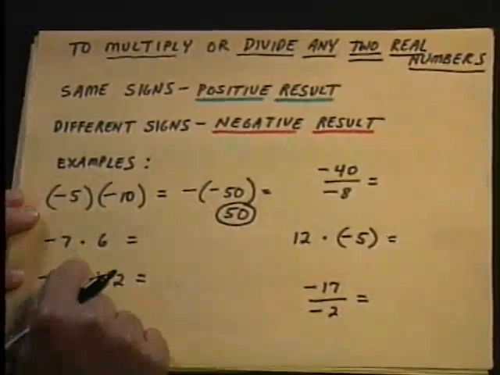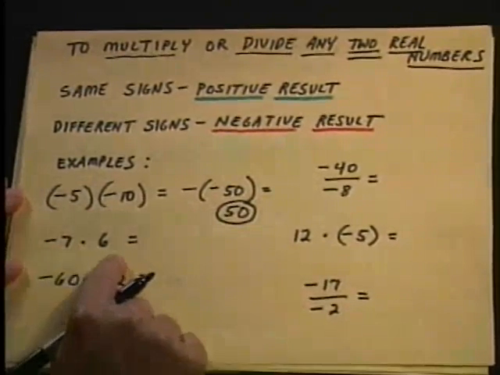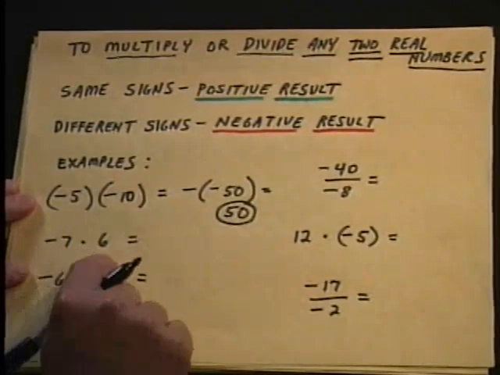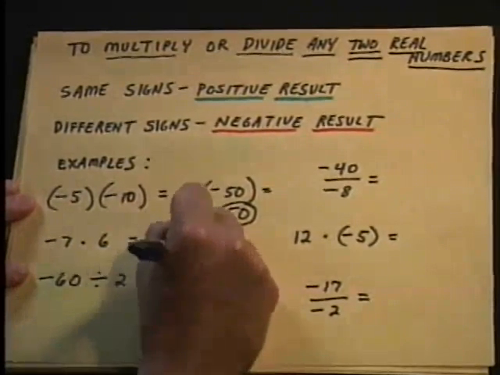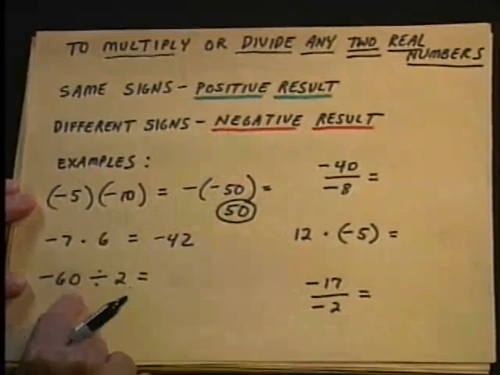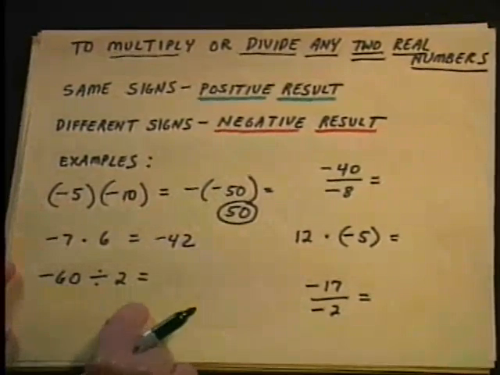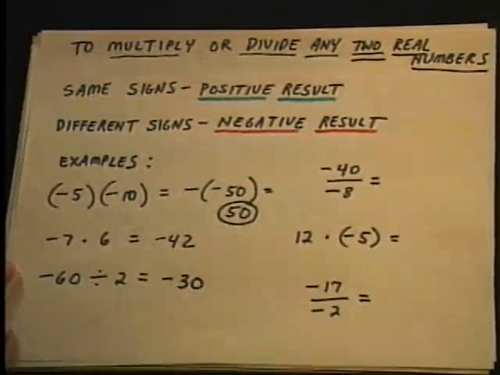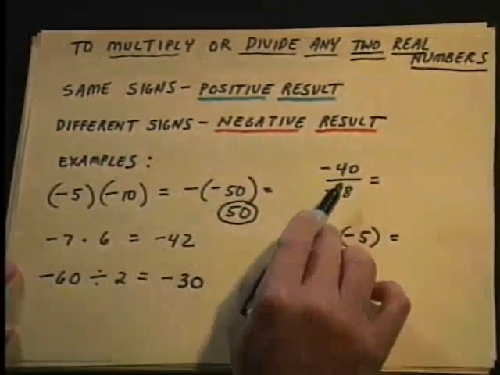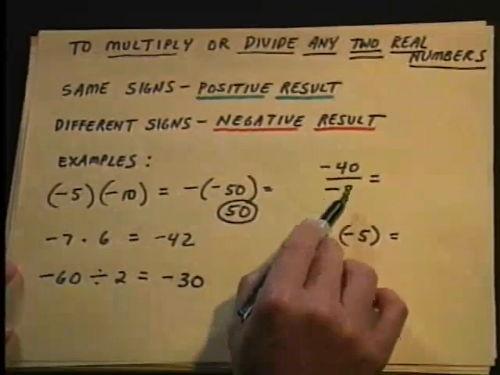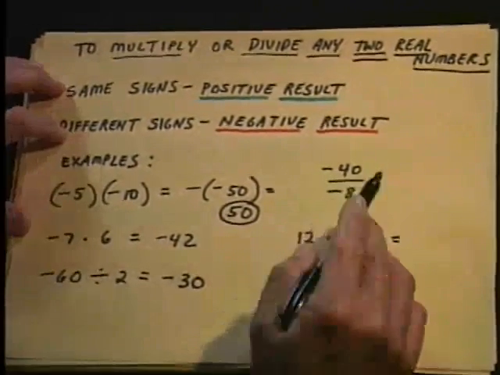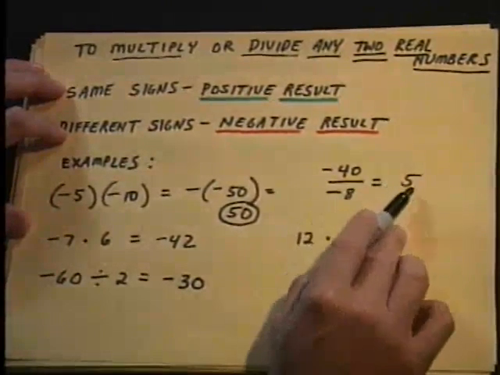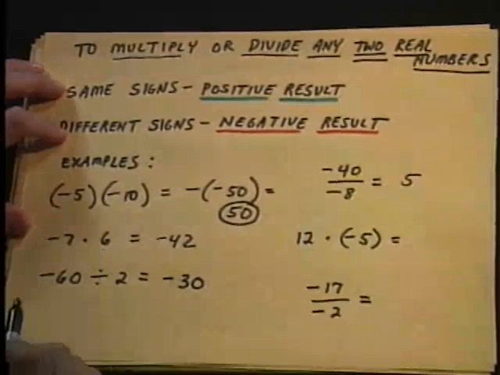All right, going down for the next example, a negative times a positive, different signs. You're going to have a negative result, -7 times 6, -42. -60 divided by a positive 2, different signs, -30. -40 divided by, notice writing division as a fraction here, -8 gives us a positive 5. Again, we could write that as minus a negative, thus giving us a positive answer.